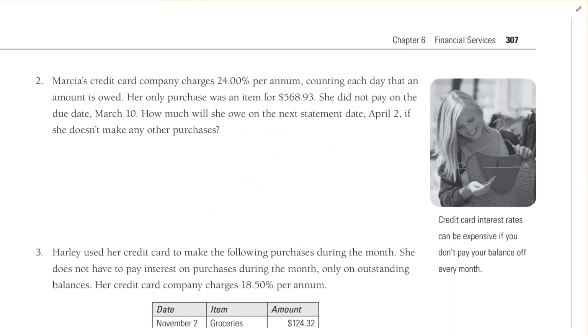Okay, number two. Marsh's credit card company charges 24%, that would be a high credit card, per annum, counting each day that an amount is owed. Her only purchase was an item of $568.93. She did not pay on the due date, March 10th. How much will she owe on the next statement date, April 2nd, if she doesn't make any other purchases?